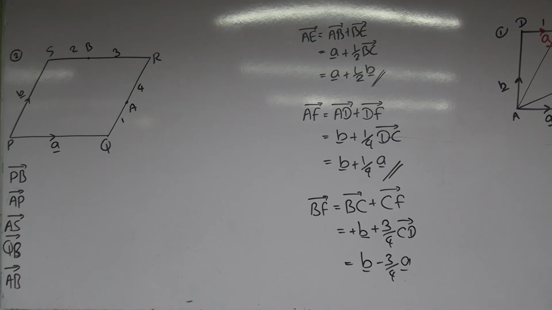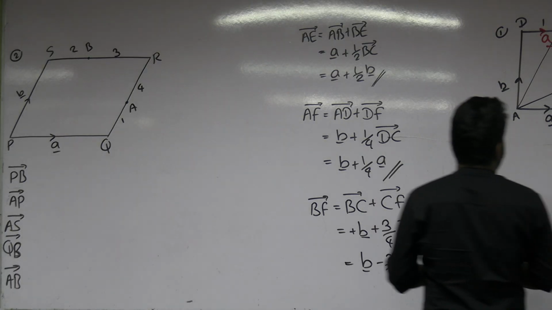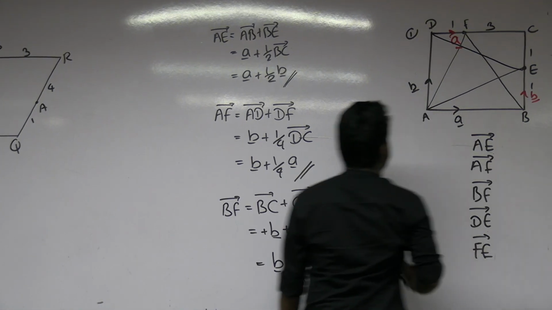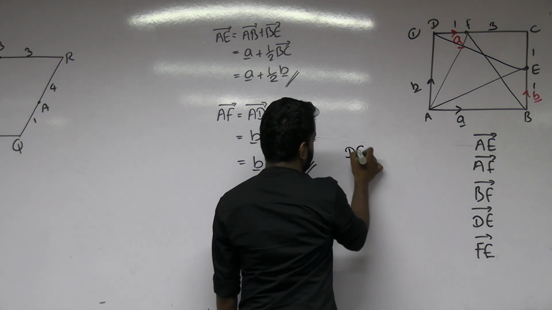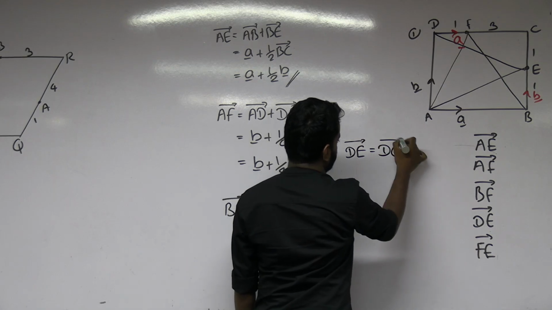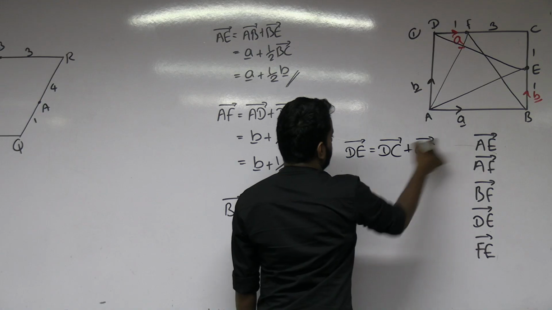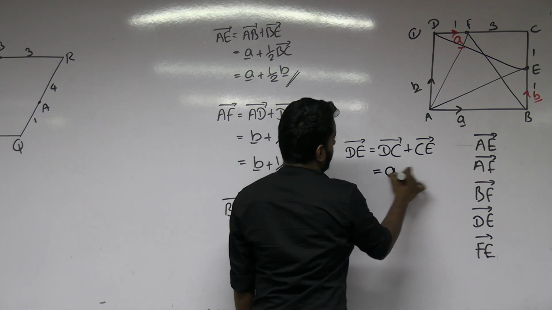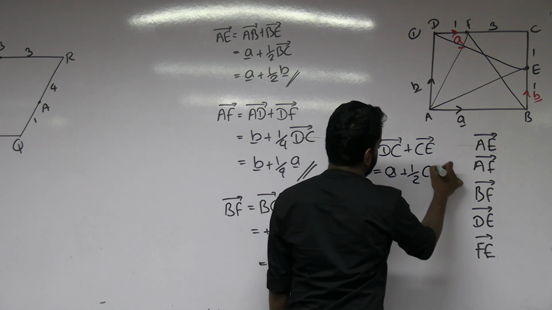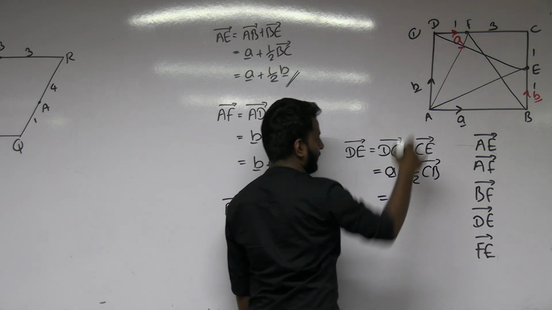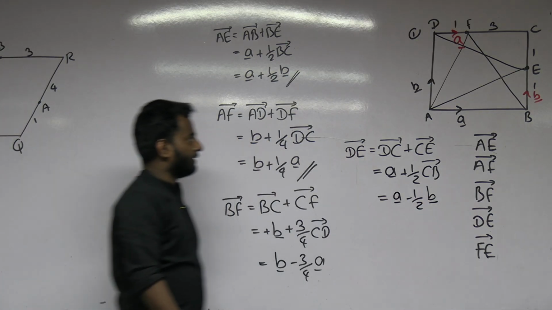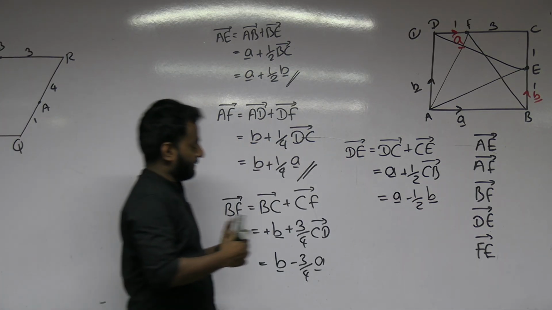Right, so BF is done here, then DE. DE is equal to DC plus CE. So DC is simple A and CE is 1 half CB. So CB is minus B, so A minus half B. FE.